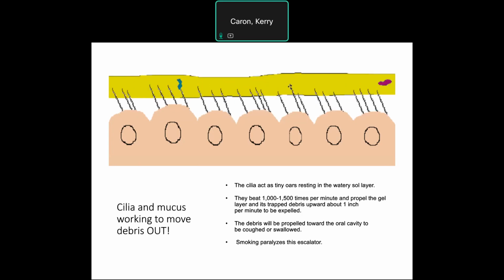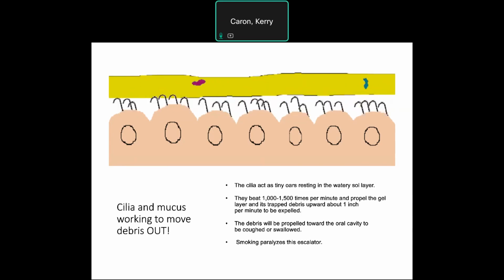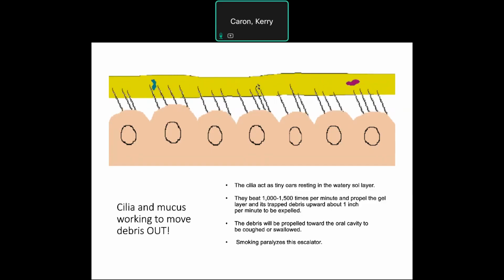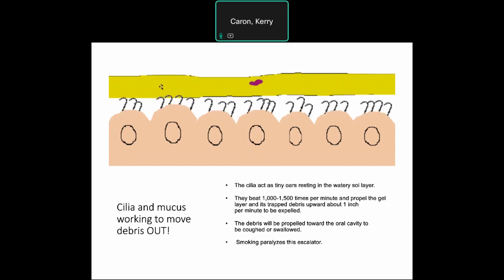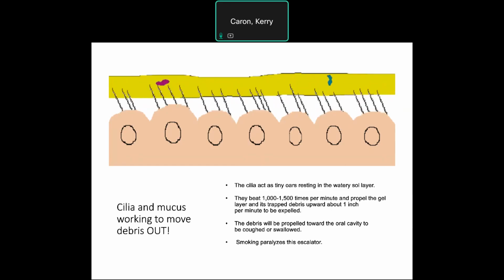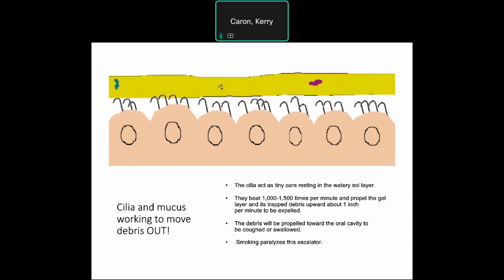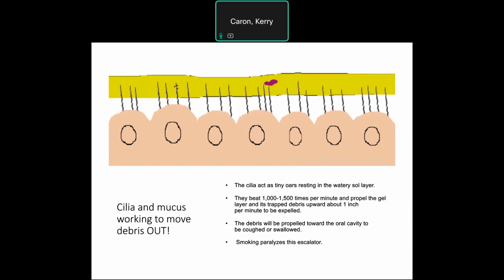Now, for smokers, smoking paralyzes this whole mechanism, this escalator. So when you smoke, you paralyze this ciliary mucus escalator. So you're basically taking down the defenses of your respiratory system.